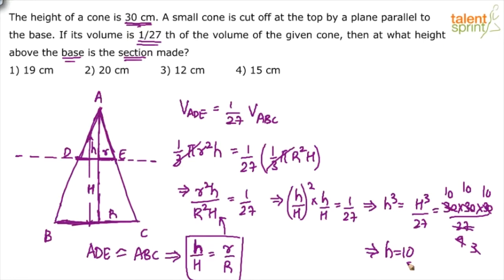I mean, you can cut down the number of steps. There are too many steps here, you can cut it short. So, this small height is 10. Understand, this is 10.